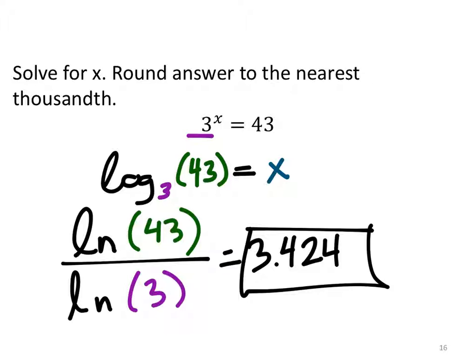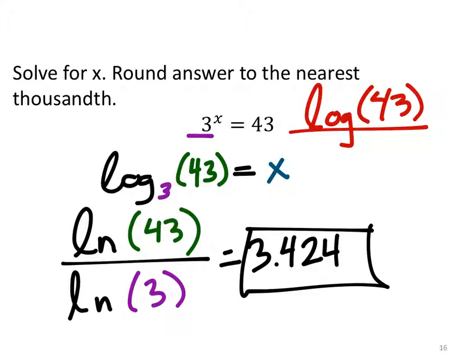Now I did say it didn't matter what the base was. With the natural log, we've changed the base into an e base. However, if you wanted to, you could type into the calculator the common log of 43 divided by the common log of 3. It will give you the same answer either way. So when we see problems like this, it really comes down to a question of which button you want to use. If the log button is more convenient, then use that one. If the natural log button is, then use that one.